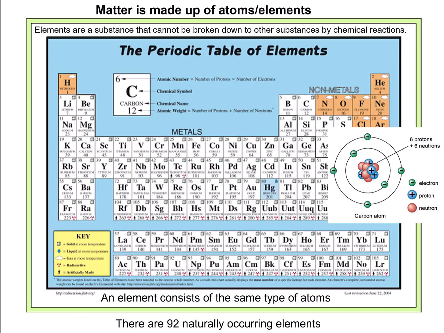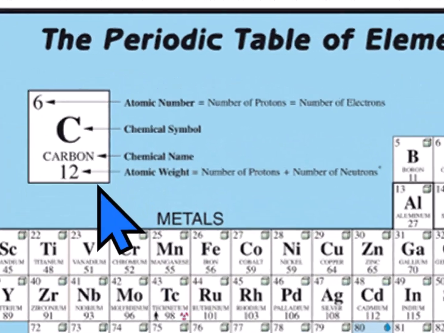Well, when you look at the periodic table, this lists all the elements that we know in the universe. And all the matter that we know of is made up of atoms. It's made up of elements. And elements are just a substance that can't be broken down into other substances by chemical reactions. So when you look at this periodic table that's listing all the elements, an element such as carbon only consists of carbon atoms. And usually on a periodic table, they're going to show you a box here.